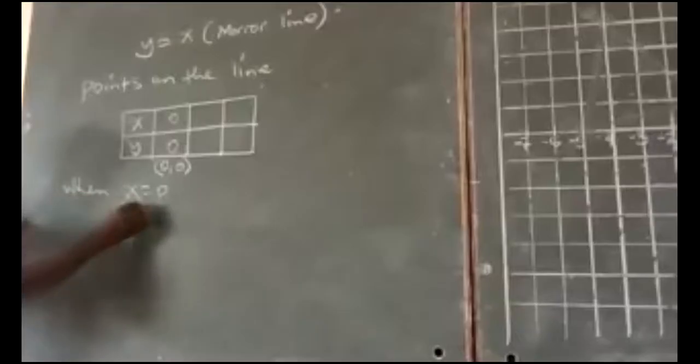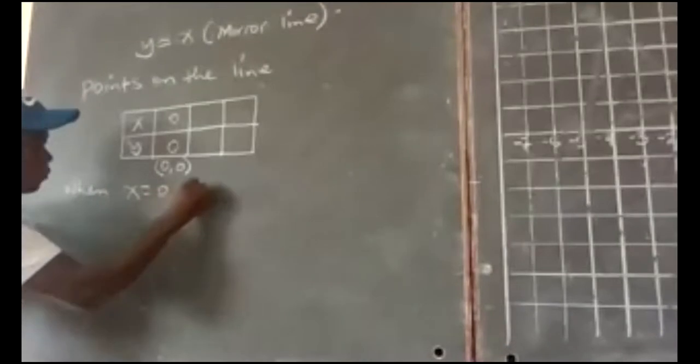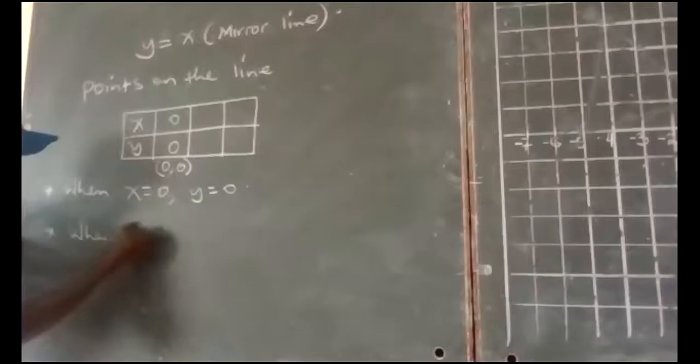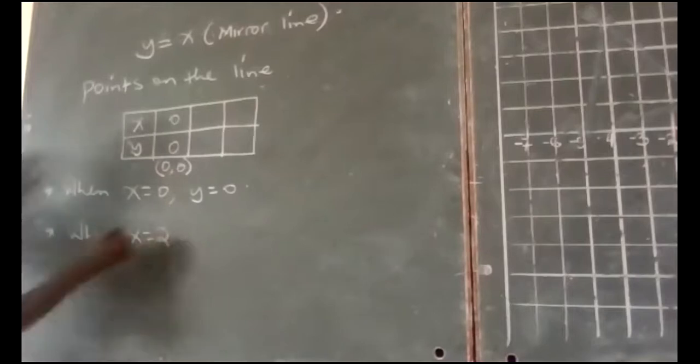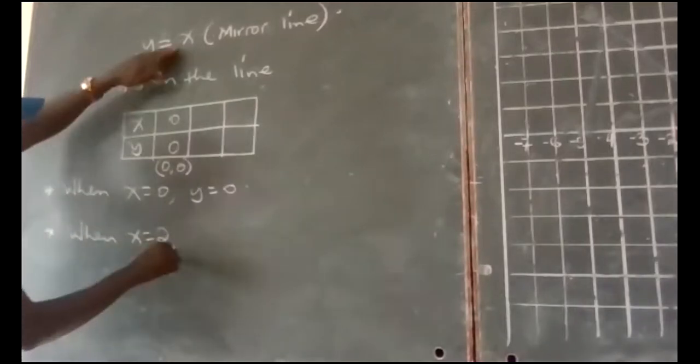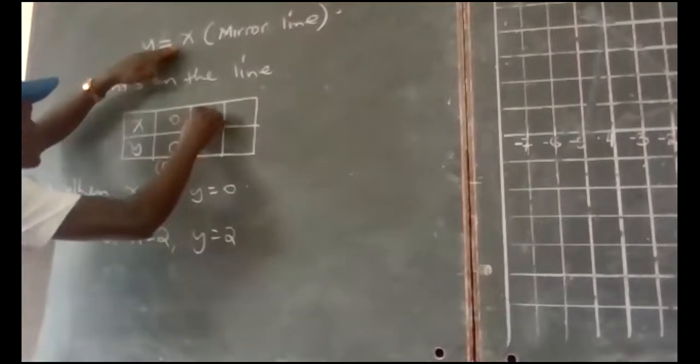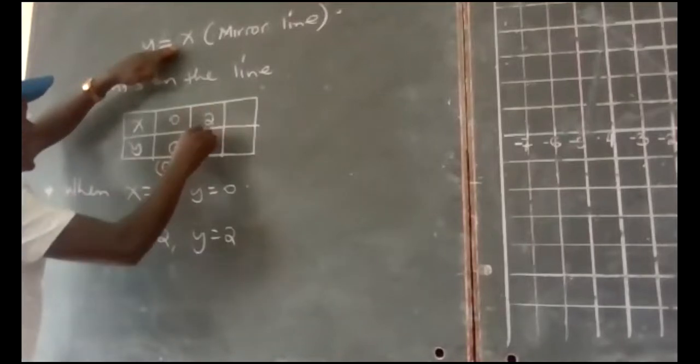Another person, Walea Mercy, unmute and submit. When x is equal to 2, what will be y according to this? 2. Y will be 2. So I have 2, then 2. Thank you so much, Walea.